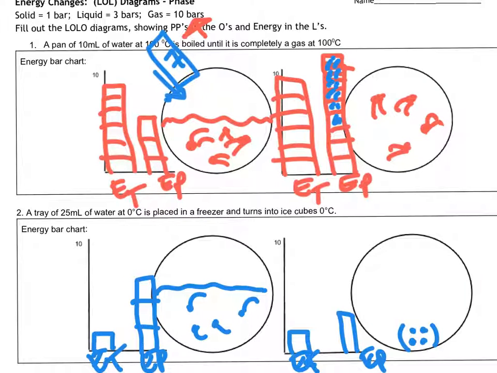So what happened here was I've lost 2 bars of energy. So those 2 bars have gone out of the system. So now those 2 bars of energy are over here outside of the system. They're no longer in the system.